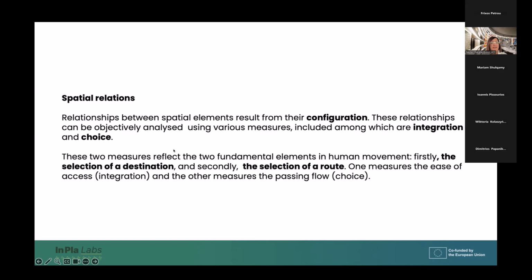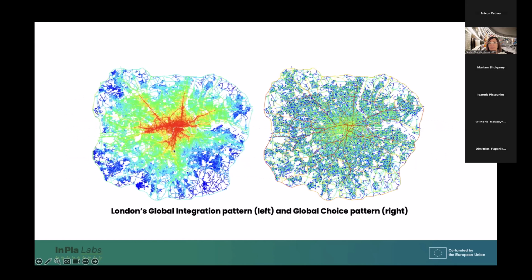The first relates to the selection of destination, if we choose to go somewhere, and the second to the selection of a route, where we go through. The first measures how easily we can go somewhere, that's integration, the ease of access, and the other measures the passing flow, the choice, how we choose.